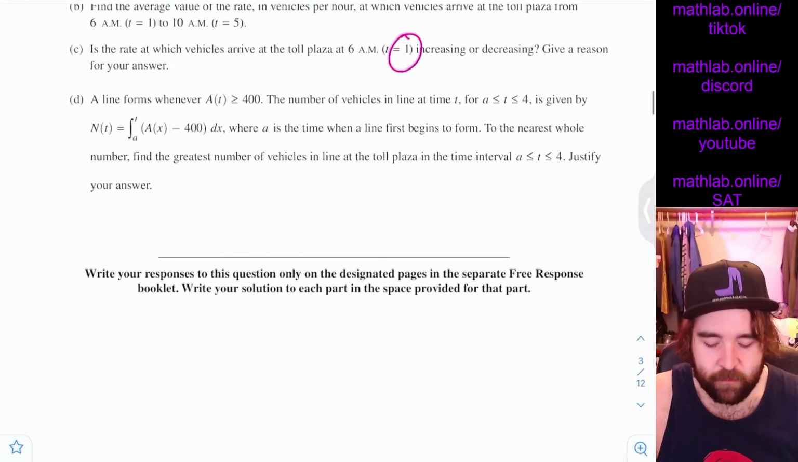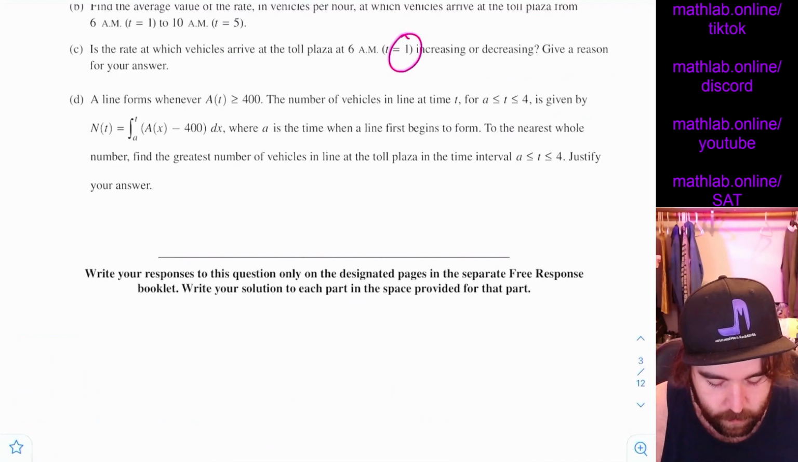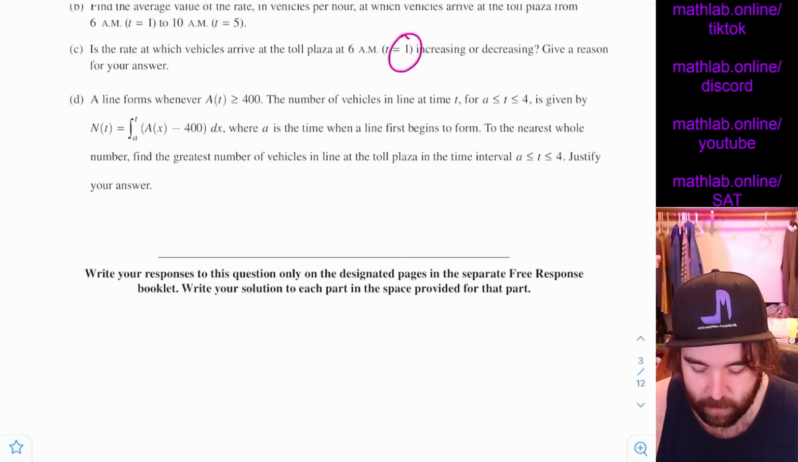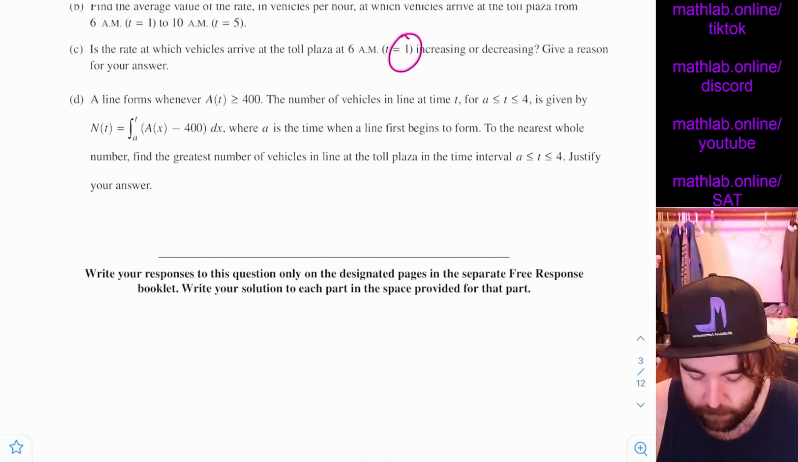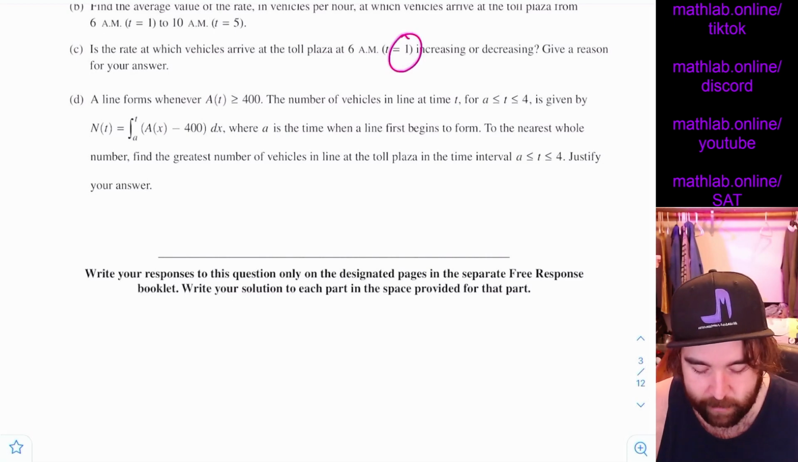Okay. A line forms whenever A of t is greater than 400. The number of vehicles at time t, for A less than t less than 4, so between A and 4, is given by N of t, the integral from A to t. So that's just basically an equation where A is the time when a line begins to form.